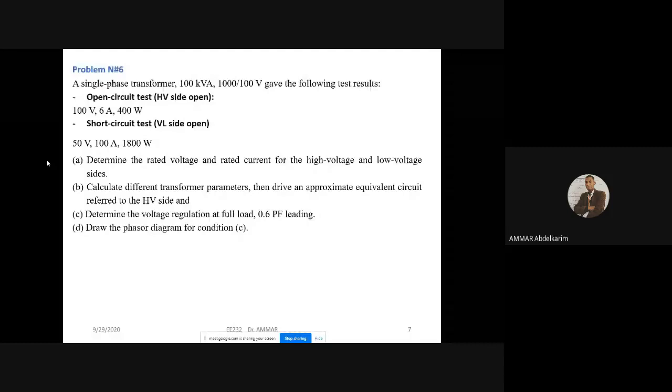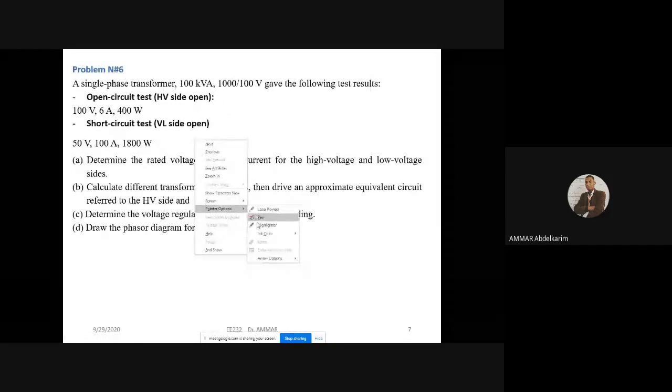this problem. So problem number 6: a single phase transformer, 100 kVA, 1100 volt, gave the following test results. In the open circuit test, those are the measurements: voltage, current, and the power. And for the short circuit test, those are the measurements.